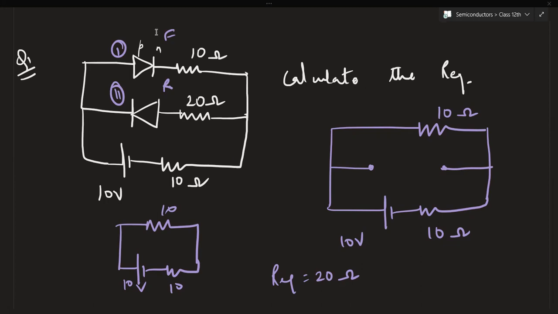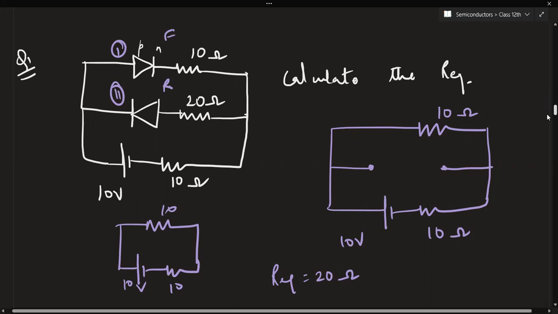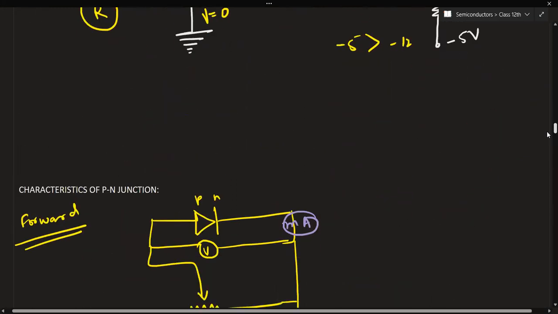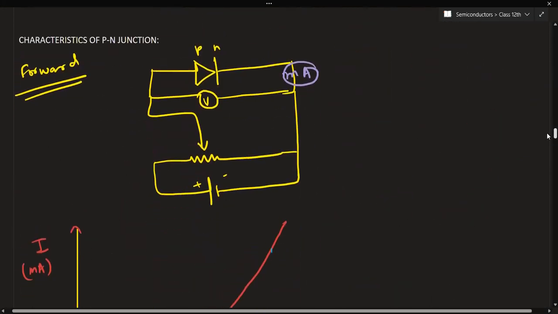See, class, when we say VI characteristics, VI characteristics means the VI graph. Now, we know conductors obey Ohm's law. It means the VI graph is a straight line. But when you plot it for semiconductors, it won't be a complete straight line graph, right? So leave this part. Yes, characteristics of PN junction.